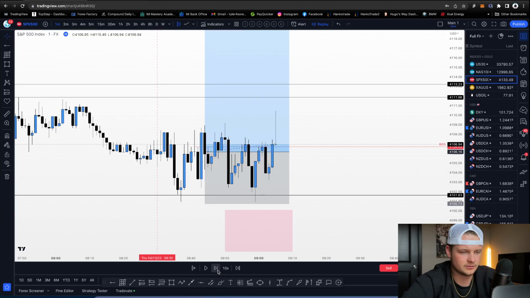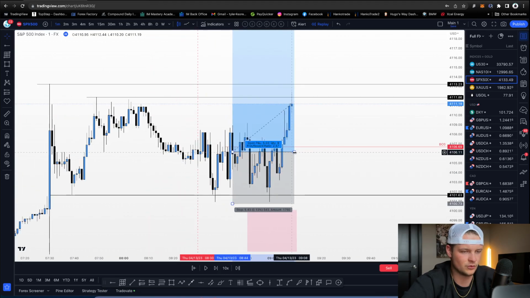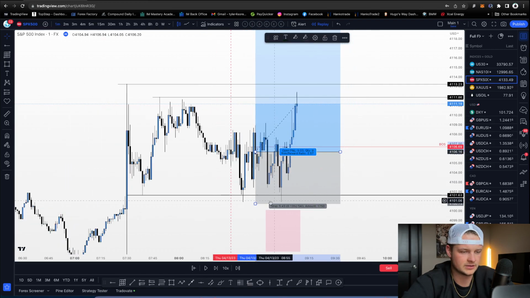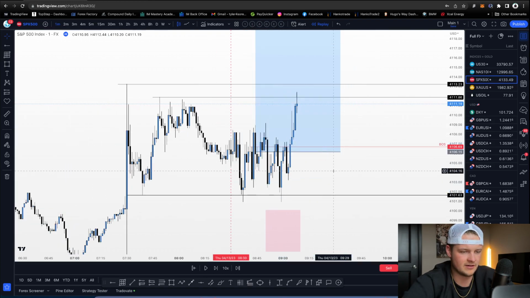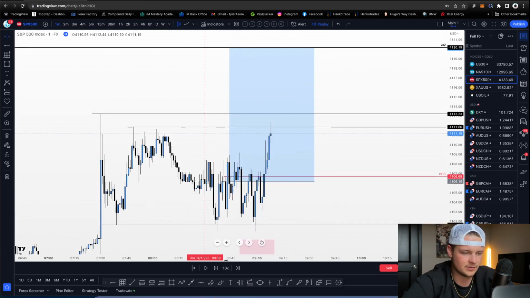Price comes up, chops around again. Boom, take profit one gets hit. Same rules, 50% off. Stop to break even. You've made 0.5%. Don't really care, but we're still inside that macro time, guys. Notice how it took out that lower liquidity. Now it took out this higher liquidity and this liquidity. Can't make this stuff up, guys. Time and price. It works.